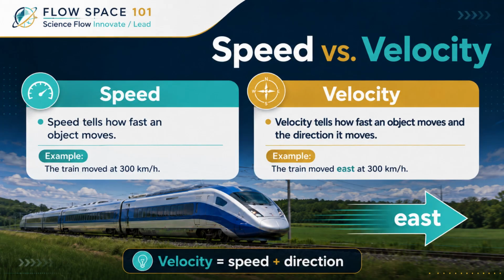Now we will compare speed and velocity. Speed tells how fast an object moves. Example. The train moved at 300 kilometers per hour. But velocity tells how fast an object moves and the direction it moves. Example, the train moved east at 300 kilometers per hour. So what is the difference? Velocity equals speed plus direction. That means velocity gives us more information than speed.